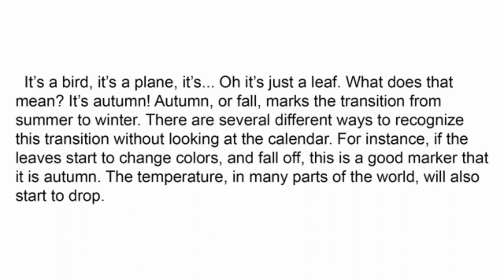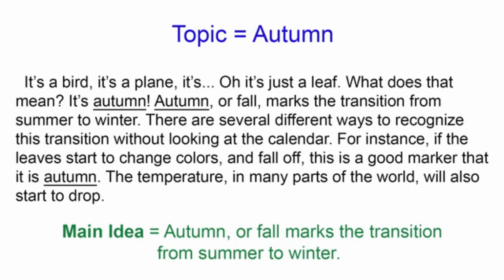In this paragraph, the first sentence is not the main idea. So let's look at the topic. We know that the topic is autumn because it is repeated and everything is referring back to it. Autumn or fall marks the transition from summer to winter is the main idea. This sentence includes the topic and it also makes a main point about the topic.